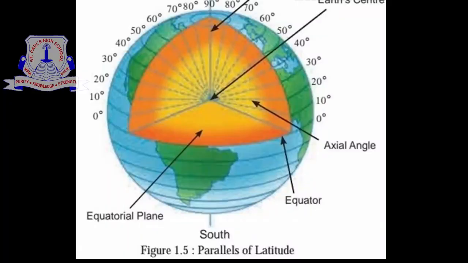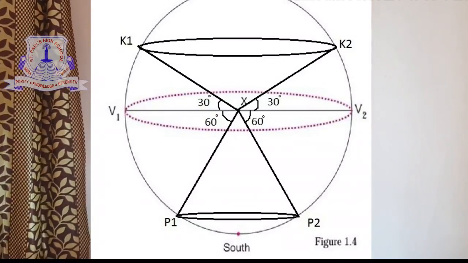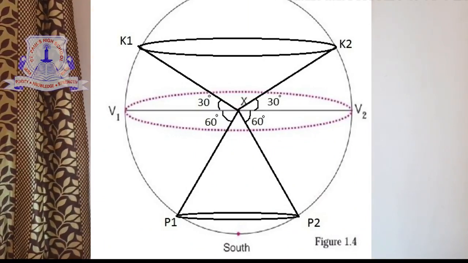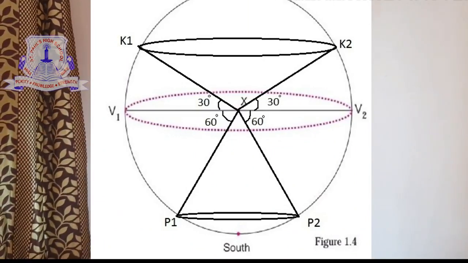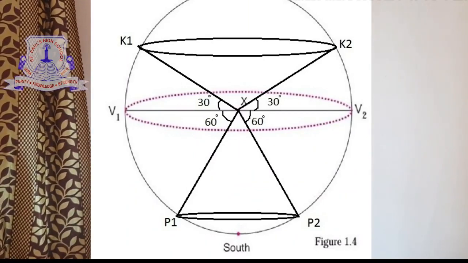I hope everyone has tried to draw the diagram because our next topic is dependent on the diagram which you have drawn. Our next topic is parallels of latitudes. Parallels of latitude. You must have realized that the ellipse drawn by joining the 20 degrees points is larger than the ellipse that joins the 60 degree points. However, the distances xk1 and xp2 are the same.